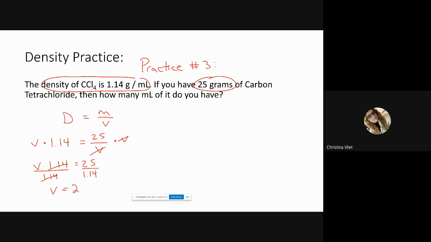How many significant figures? 2, because of this, right? 2 significant figures, 22, and the unit. What's my proper unit here? Volume is going to be in mL, so 22 mL.